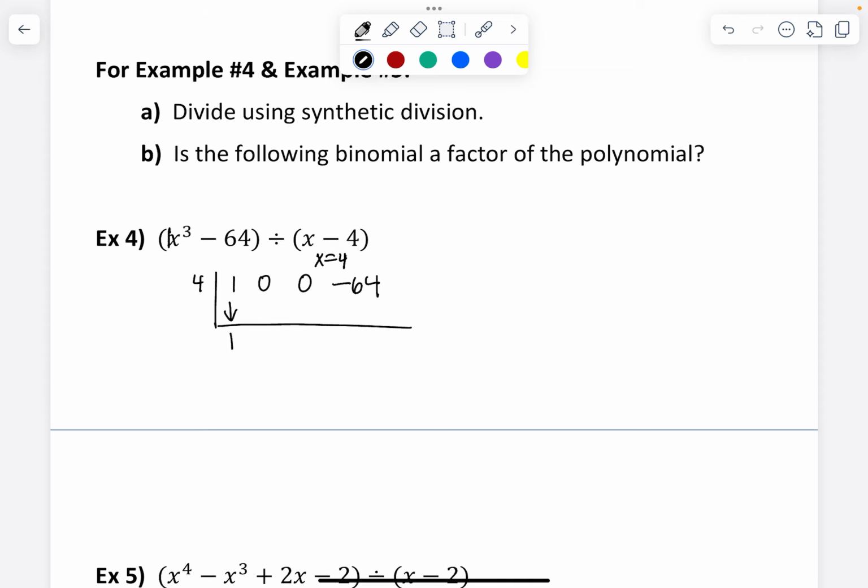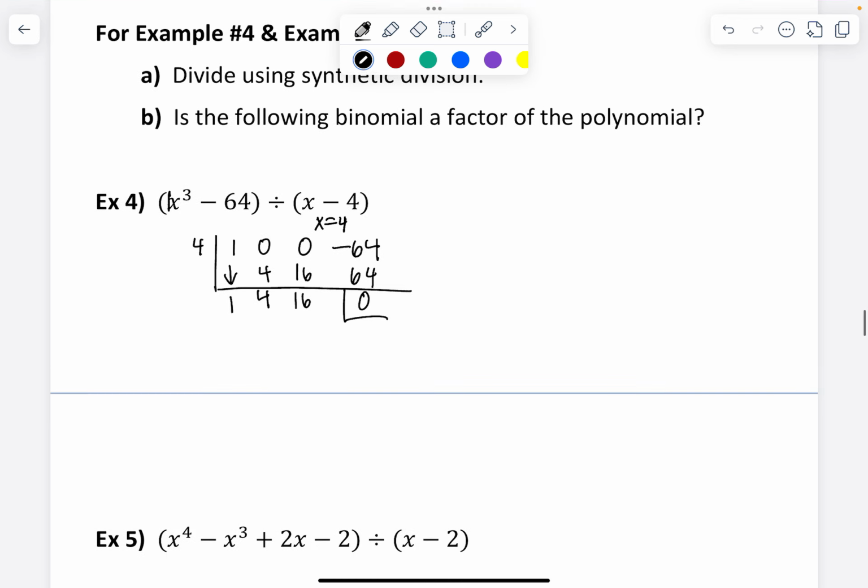Bring down the 1. 1 times 4 is 4. Add, you get 4. 4 times 4 is 16. Add, you get 16. 16 times 4 is 64. Add, you get 0. And so the result of this division, you always drop your original degree by 1. So this would be our x squared term, followed by the x, followed by the constant. And because we have a remainder 0, we do not write that in our answer. And so the result of the division, or the quotient, is x squared plus 4x plus 16.